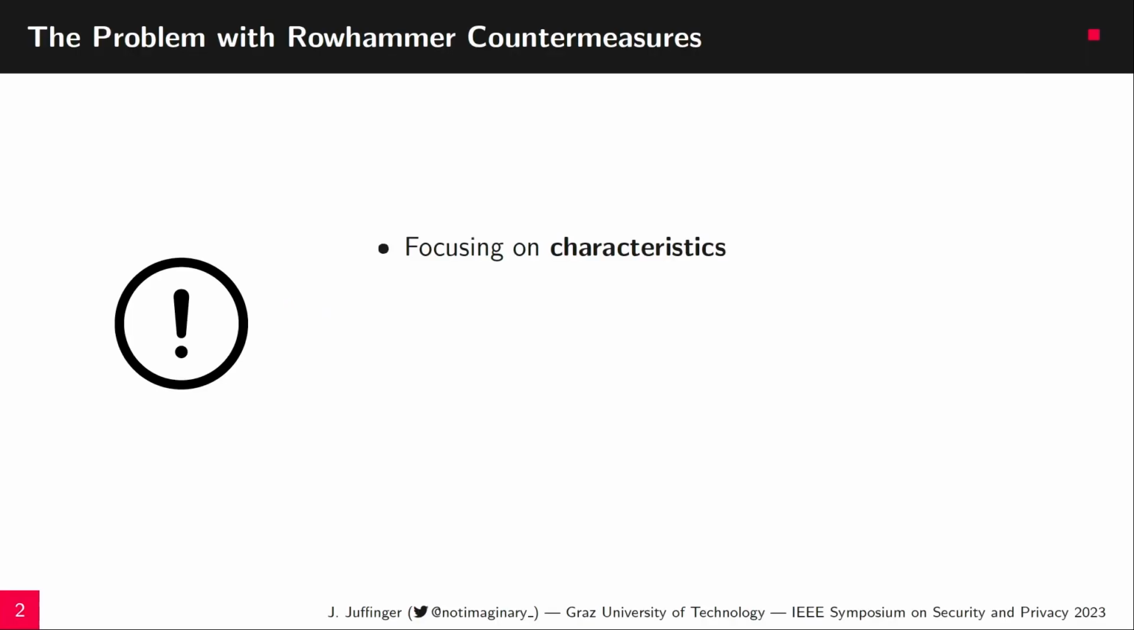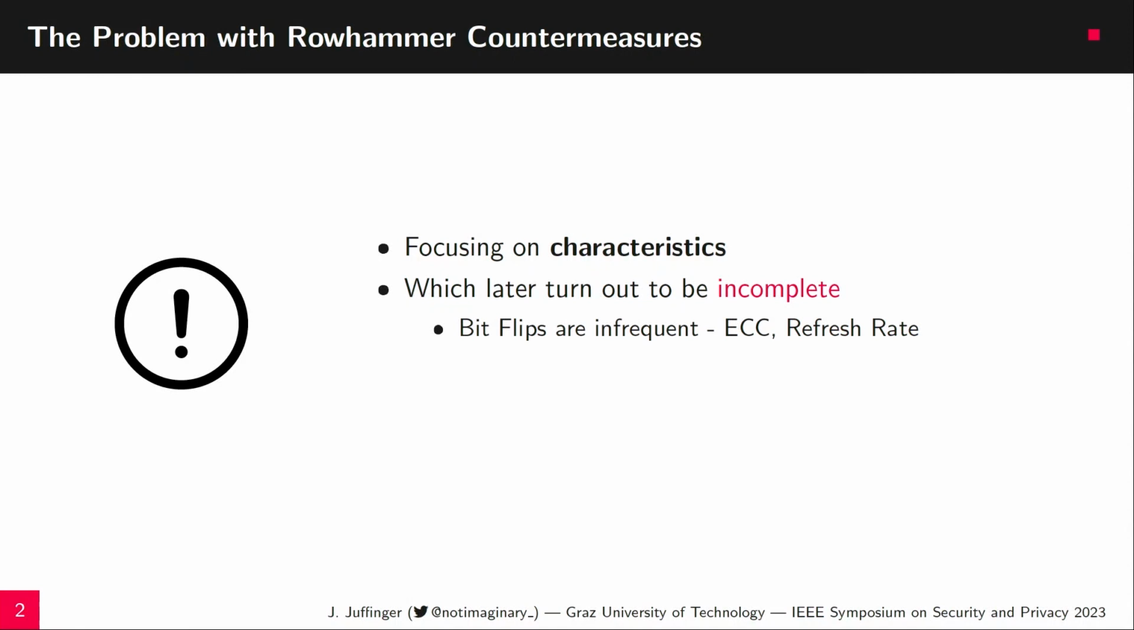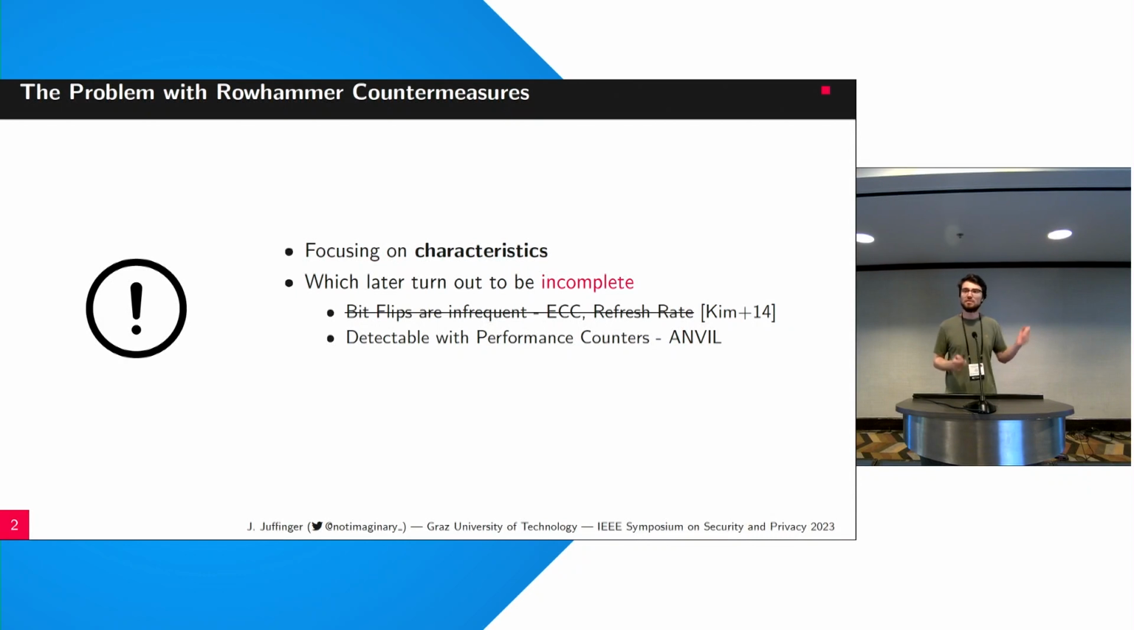Many previous Rowhammer countermeasures focus on characteristics of Rowhammer that later turn out to be incomplete. I have a few examples. For example, that Rowhammer isn't that bad and bit flips are infrequent, so we can just increase the refresh rate or use ECC RAM and then it's fine. That's sadly not true. Or that we can detect Rowhammer with performance counters. There were mitigations built with that characteristic, but that's sadly not true as well.